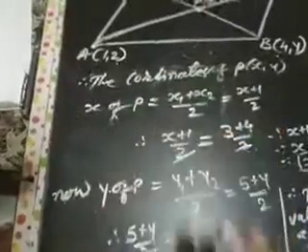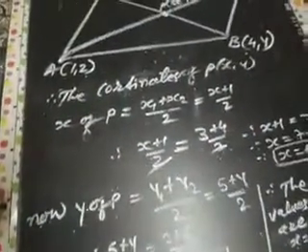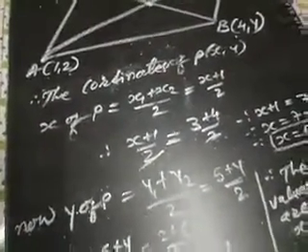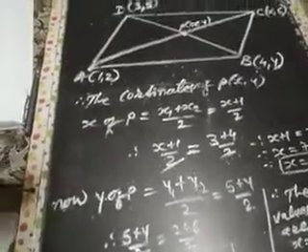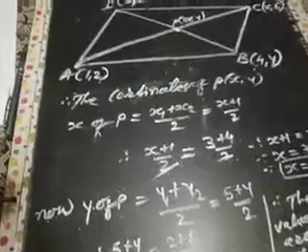So when a parallelogram is given and you have to find the x and y values, you use the midpoint formula and the fact that the diagonals bisect each other.